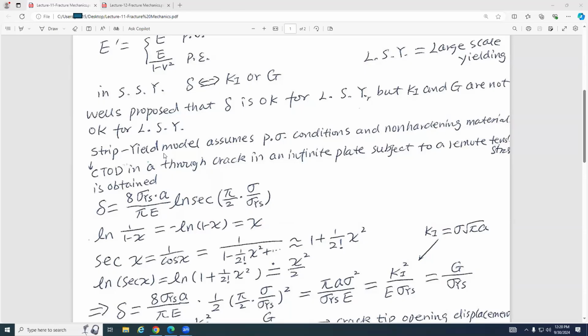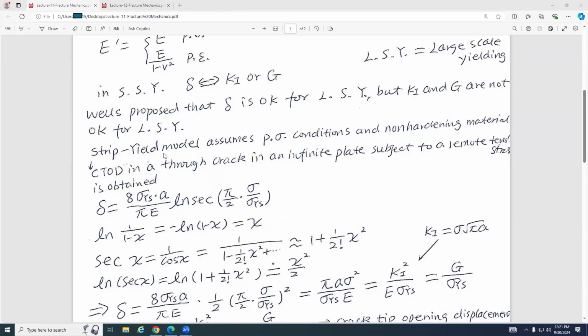As I said, delta is used to describe the fracture mechanics for materials that have a dominant plastic zone. So as a result, sigma ys must appear in this equation. See, this is sigma, this is delta. So how can we simplify this?